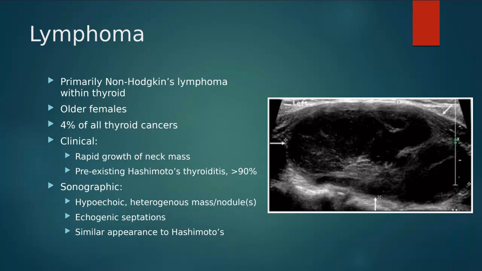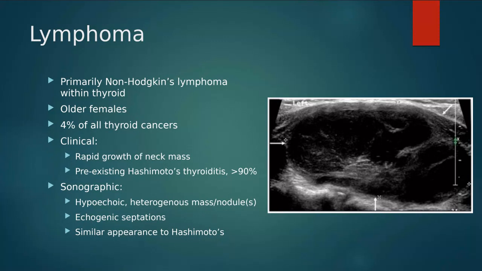Now, does anyone truly know the difference between Hodgkin's and non-Hodgkin's lymphoma? I particularly don't, but for me and for the registry, you need to know that if you're seeing lymphoma in the neck, if you're seeing lymphoma in the thyroid, it's going to be non-Hodgkin's. It's going to occur in older females, so we just get all the fun stuff. We have breast cancer, thyroid cancer, lucky us.